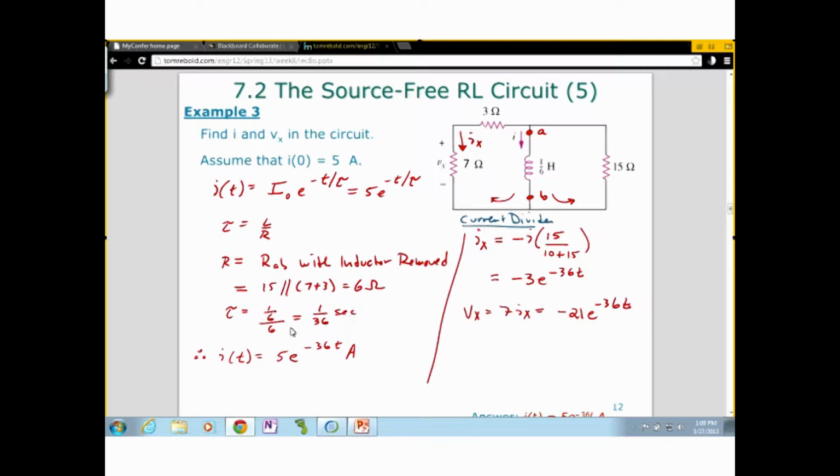In this case, tau is 1/36th of a second, so I of t is 5e to the minus 36t amps. And then because we have a current divider, Ix, the current flowing down through the 7 ohm resistor, is going to be minus I because I is flowing up, and it's a current divider formula to get to Vx. So that was where we left off at the end of Monday's class.